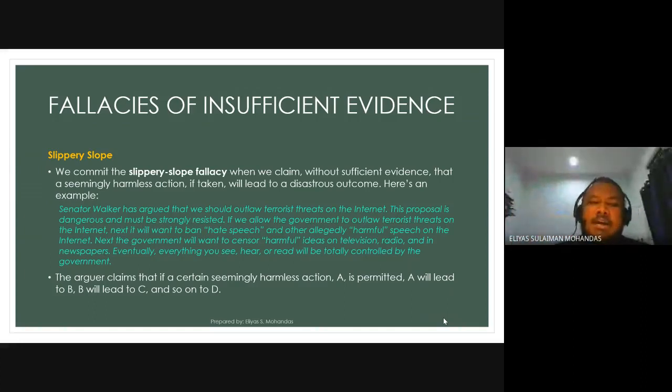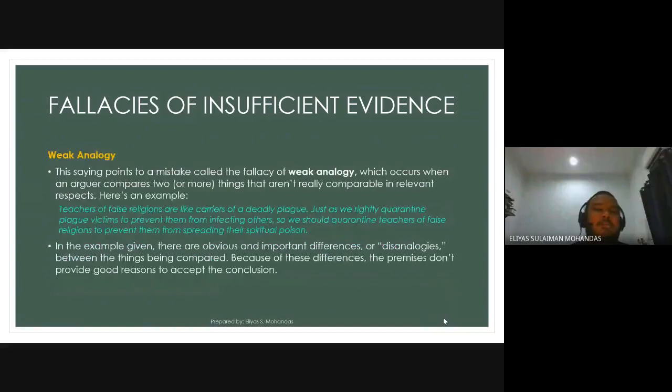Yeah. Weak analogy. This saying points to a mistake called the fallacy of weak analogy, which occurs when an arguer compares two or more things that are not really comparable in relevant respects. So let us look at an example here. Teachers of false religions are like carriers of a deadly plague. Just as we rightly quarantine plague victims to prevent them from infecting others, so we should quarantine teachers of false religions to prevent them from spreading their spiritual poison.